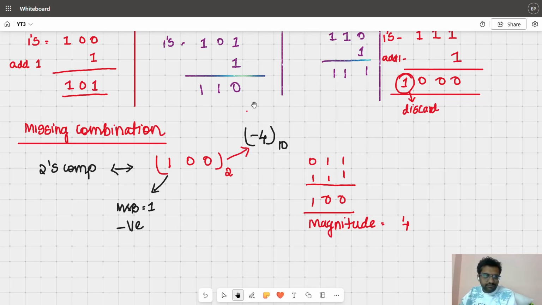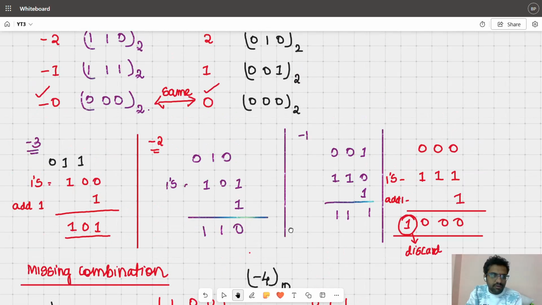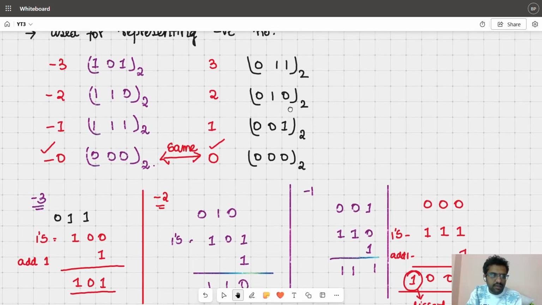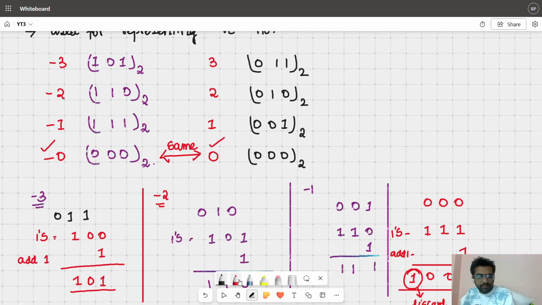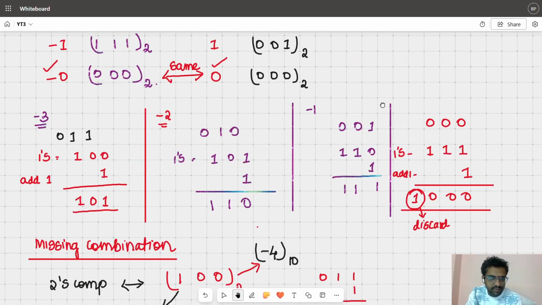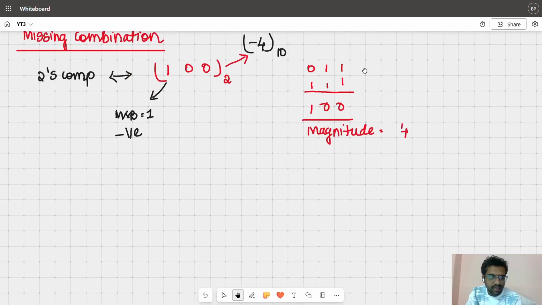Till now, we were able to represent only up to minus 3, but here in the 2's complement, I am also able to represent minus 4 to the base of 10, which will be 100 to the base of 2. So point number 1, as there is only one representation for 0, we were able to represent one extra value. Now, whenever I represent that extra value, what happens with the range?